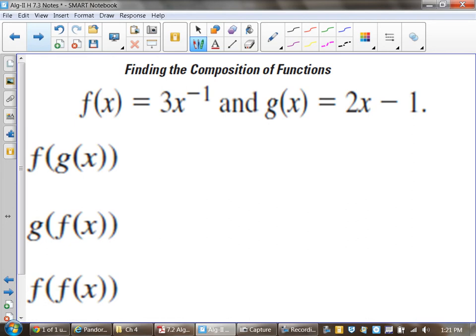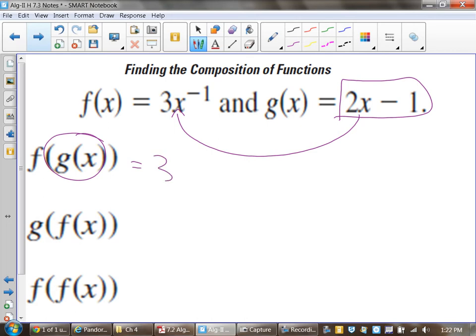you start with the outermost letter. The letter is F. The innermost stuff is saying take that and put it into the outermost. So the inner one is the g of x equation. It's saying take this equation and substitute into that value of x. The exponent and everything stays the same. You're going to get 3 times 2x minus 1 to the negative 1.